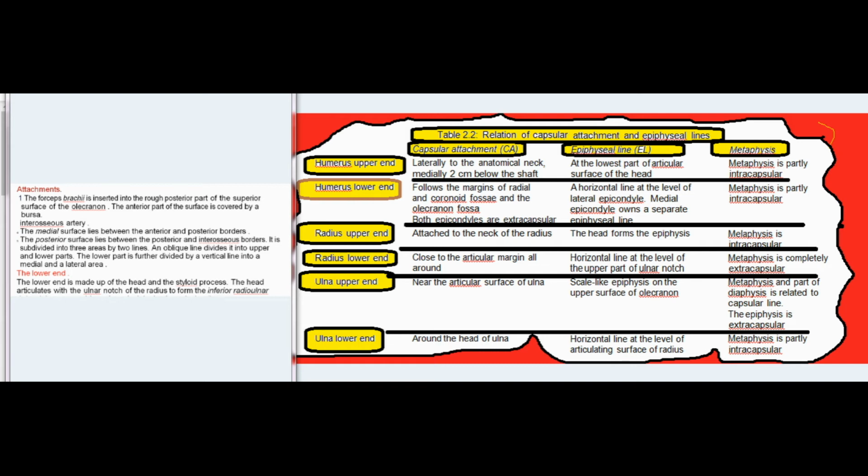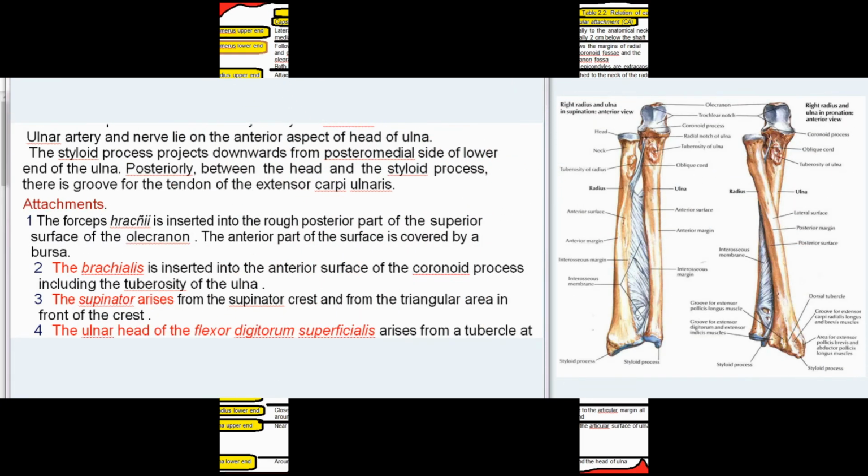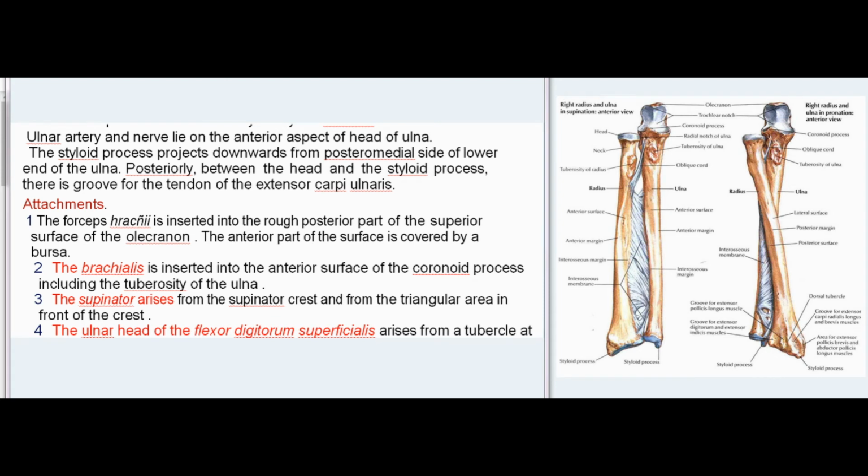The lower end. The lower end is made up of the head and the styloid process. The head articulates with the ulnar notch of the radius to form the inferior radio-ulnar joint. It is separated from the wrist joint by the articular disc. Ulnar artery and nerve lie on the anterior aspect of head of ulna. The styloid process projects downwards from posteromedial side of lower end of the ulna. Posteriorly, between the head and the styloid process, there is a groove for the tendon of the extensor carpi ulnaris.